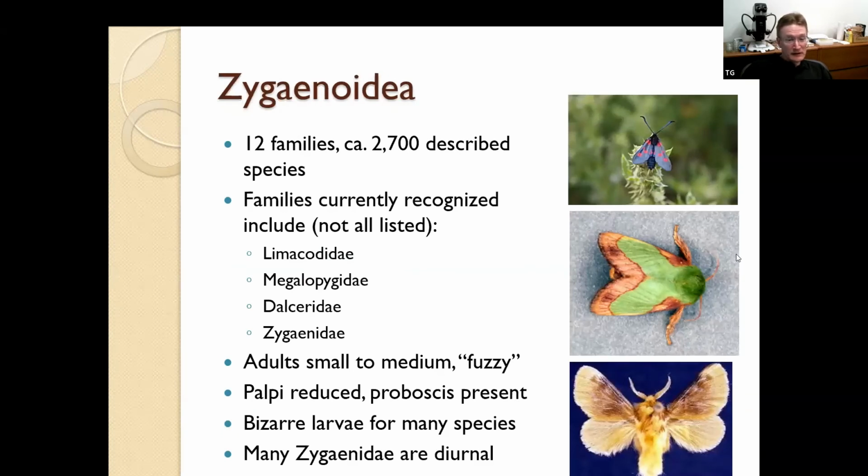Zygaenids are another large group of moths. A lot of these are potentially familiar to people living in the tropics, especially their larvae. And so we'll go through 3 of these families real quickly.